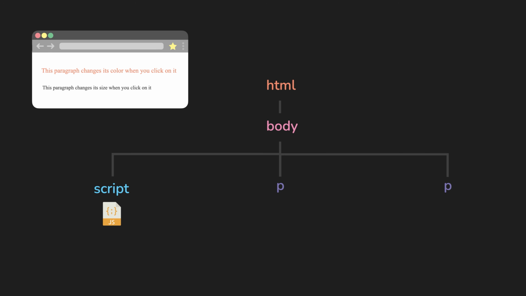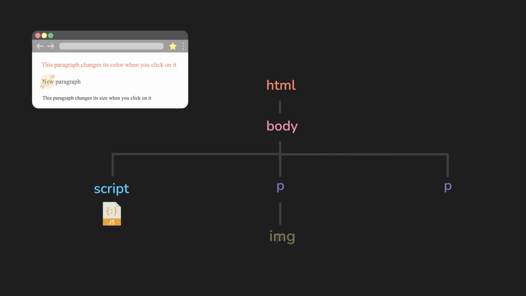Similar to how we change the style of these two P elements, we can also add new elements to the document. We can create an element with JavaScript and tell it to append it as a child when a paragraph is clicked. We can also remove elements or replace it with another element. Whatever changes we can make to the DOM with JavaScript, the browser will read the changes and then reflect the changes onto the web page.